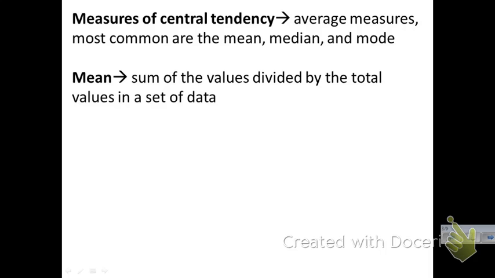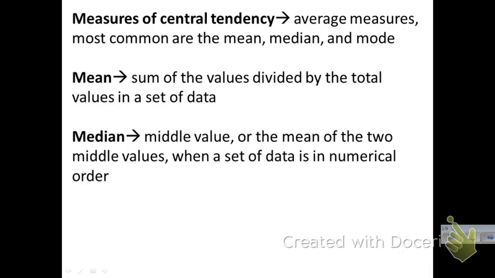The mean is the sum of all the values divided by the total values in the set. The median is the number in the middle. If you don't have a number exactly in the middle, you have two numbers in the middle, what you'll do is take the mean of them, so you'll add them and divide by 2.